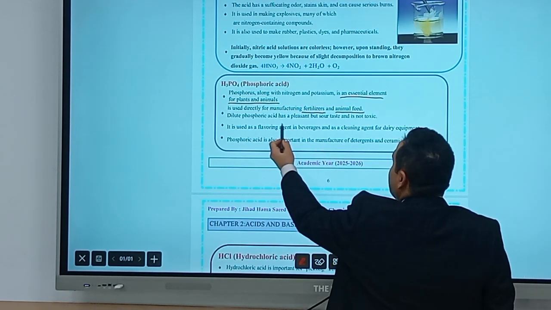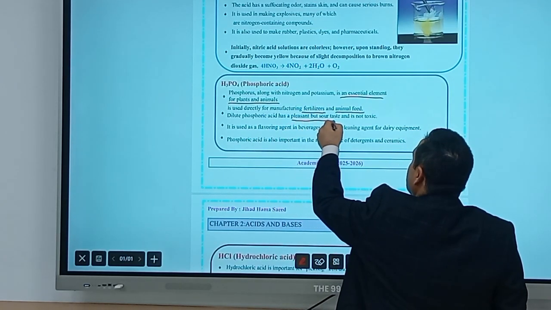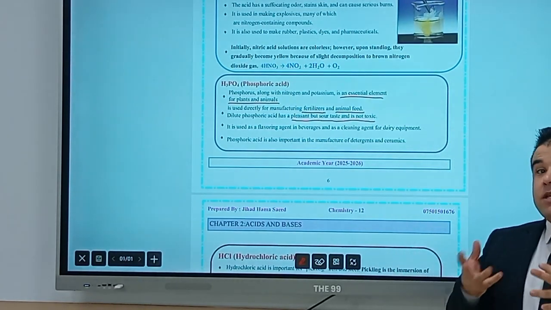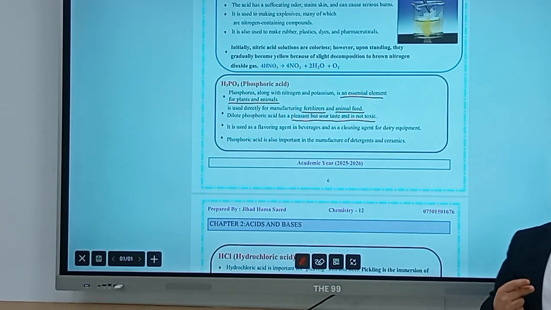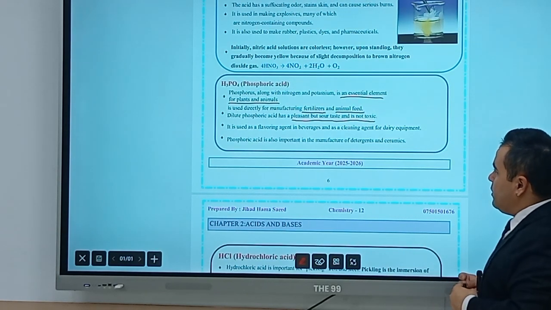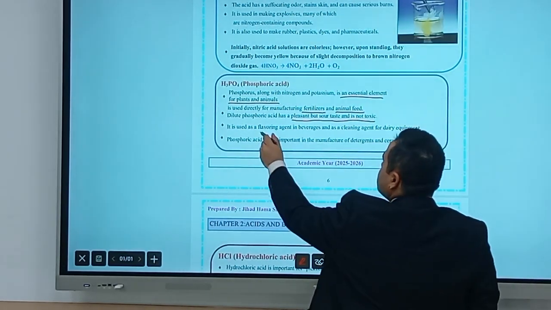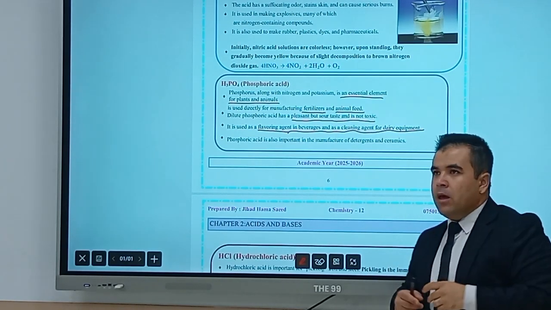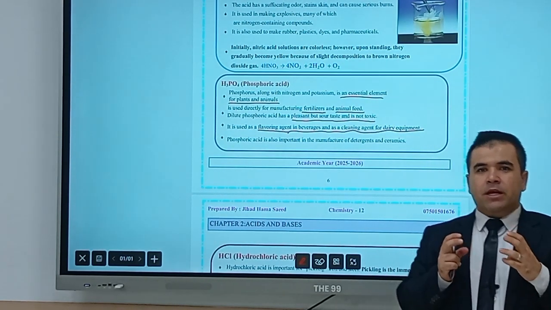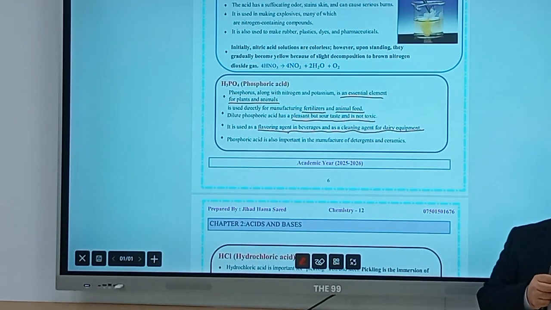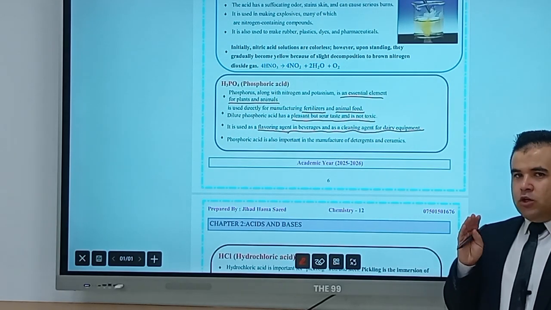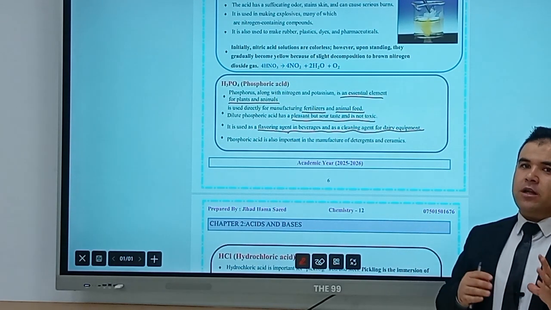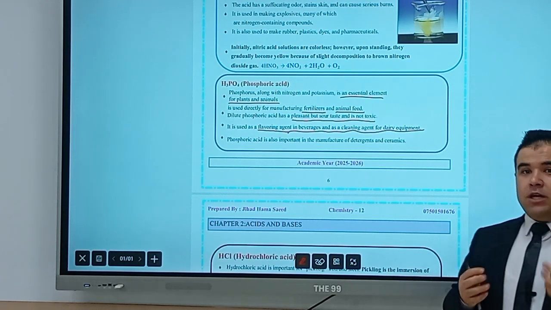In terms of taste, dilute phosphoric acid has a pleasant but sour taste and is not toxic. Because of this property, it's not toxic and it has a pleasant taste. It has been added in carbonated beverage industrial processes. It's used as a flavoring agent in beverages and as a cleaning agent for dairy equipment. As I told you, the most common application of this acid is in carbonated beverages, the soft drinks, and additionally it can be used for animal feed and plant feed, and as a cleaning agent for dairy equipment.